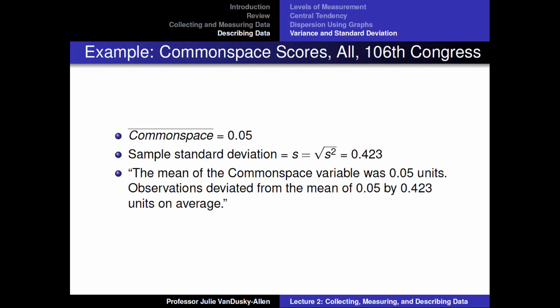To provide an example of how to interpret the mean and standard deviation of a variable, I calculated the mean and standard deviation of the Commonspace scores from earlier in this lecture. The mean of the Commonspace scores was 0.05, and the standard deviation was 0.423. Using this information, I could describe my data as follows. The mean of the Commonspace variable was 0.05 units. Observations deviated from the mean of 0.05 by 0.423 units on average.